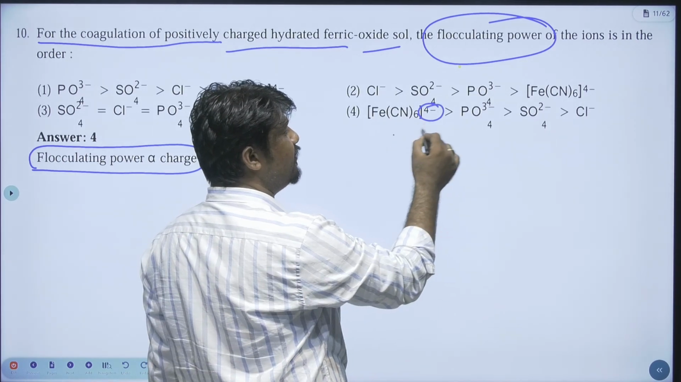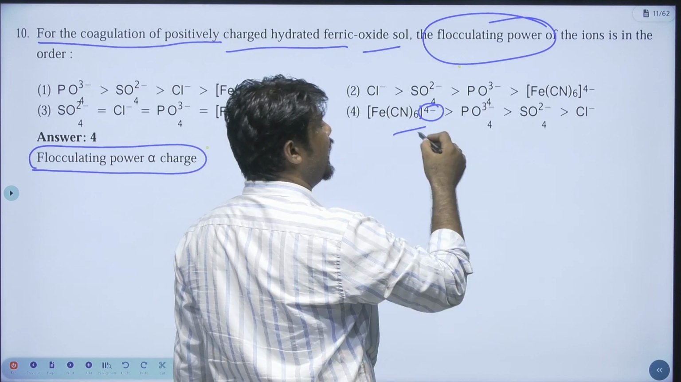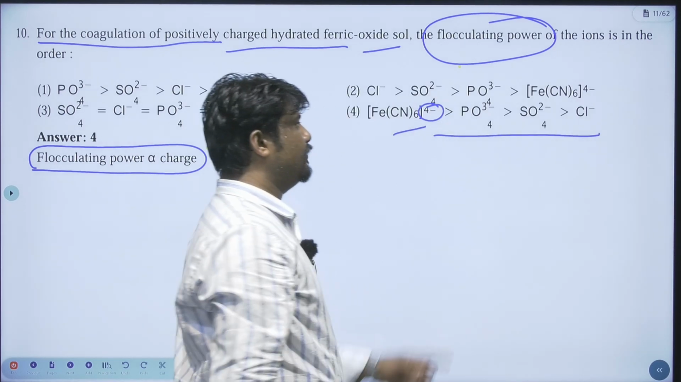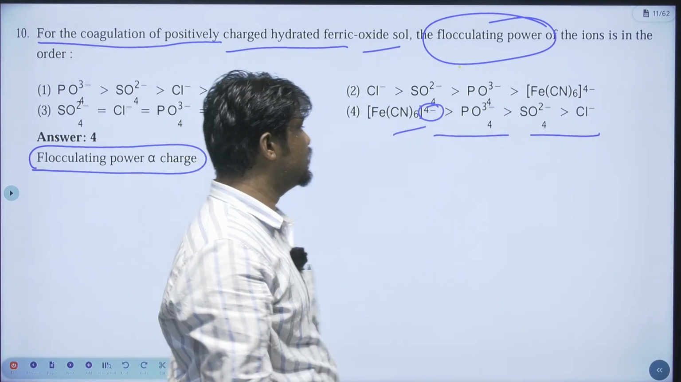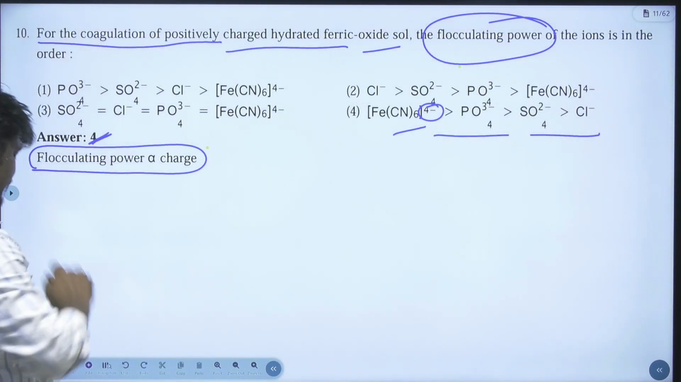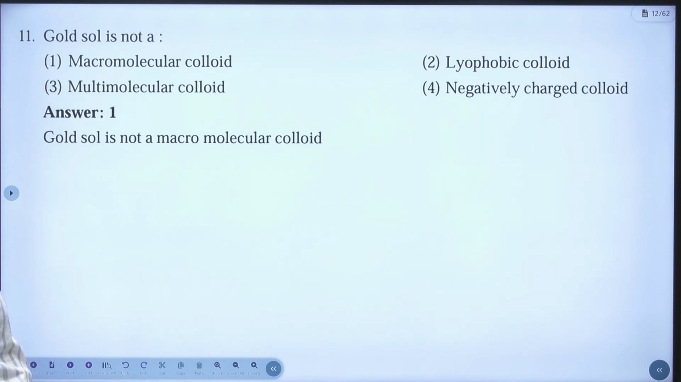That is the reason it has more flocculating power, and it is in decreasing order: minus 4, minus 3, minus 2 and minus 1 charge. This is a decreasing order. So the right answer is the fourth option. Go to the next question.